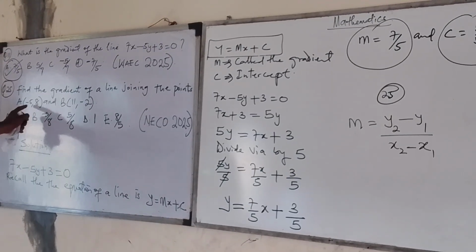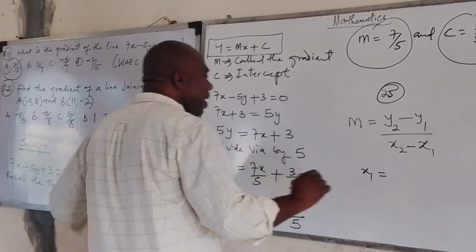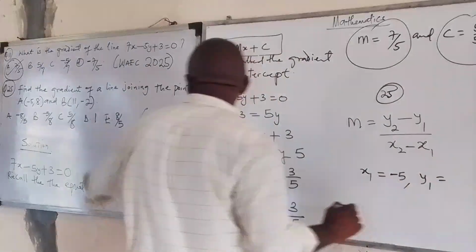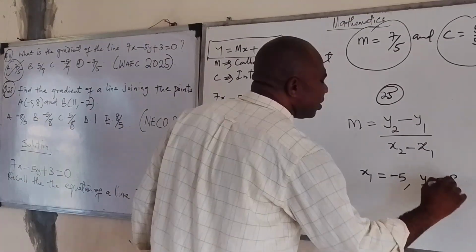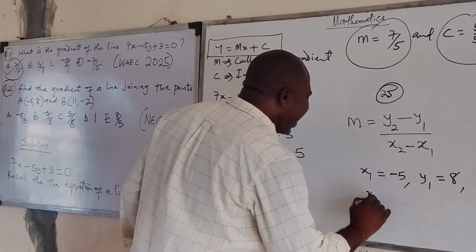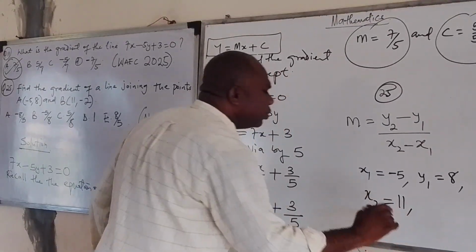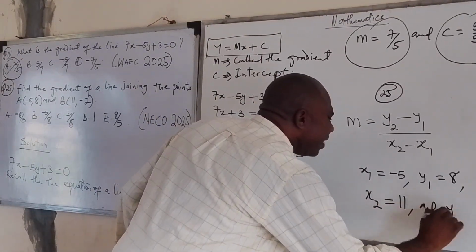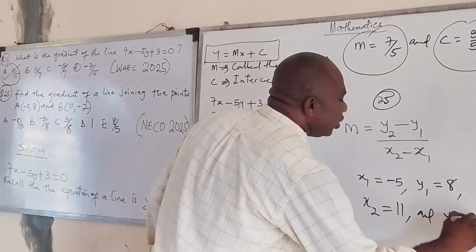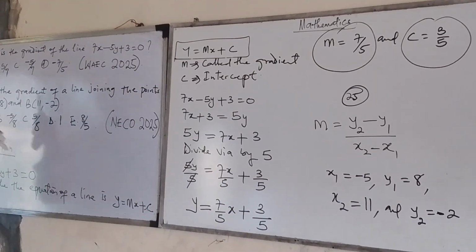In this case, they gave us our x1, which is minus 5, and our y1 is 8. Now let's look at x2. Our x2 is 11 and y2 is equal to minus 2. We all know that x actually came before y, so here we have xy, xy.